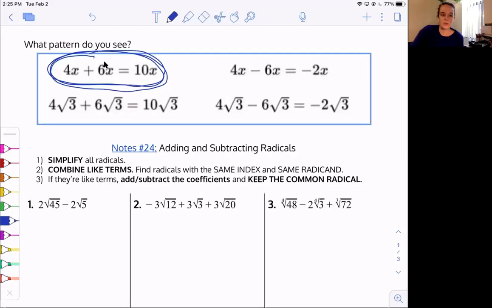All right, so we agree with this one. Do we agree with this second sentence? 4x minus 6x equals negative 2x. Do you agree with that?